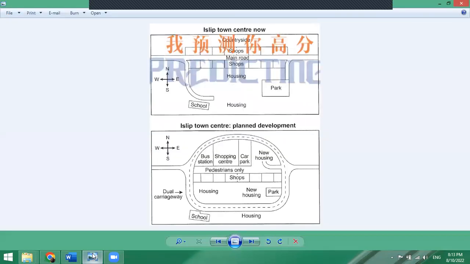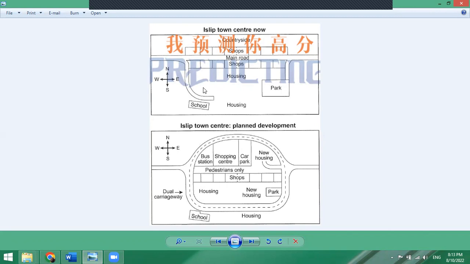So let's look at the map that we have here. As you see in these 2 maps, Islip Town Center now, Islip Town Center Plan Development. By the way, this map is found in book 12, test 6. So the town center now and town center plan development. As it's plan development, you must be careful about the tenses that you use. So you will be using present and future tenses or forms.